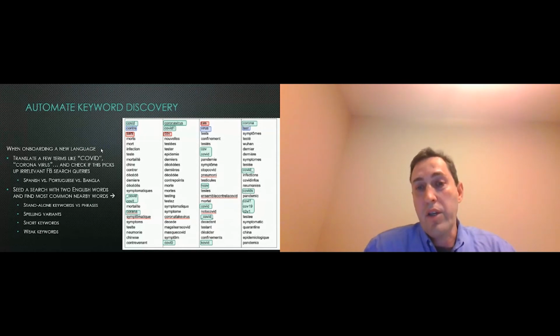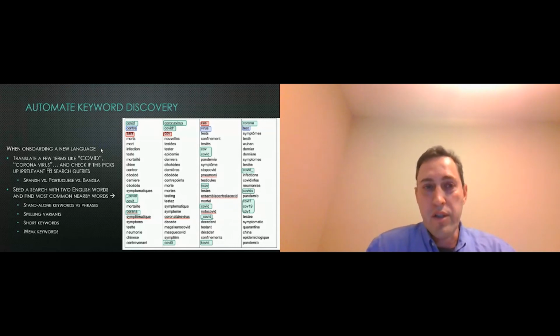Okay, and now the question is, so you find these keywords very quickly. How do you put them together into regular expressions? I would really love to have a fully automated solution. Unfortunately, that doesn't seem possible. So we did as much automation as possible and as much human thinking and intervention as necessary.